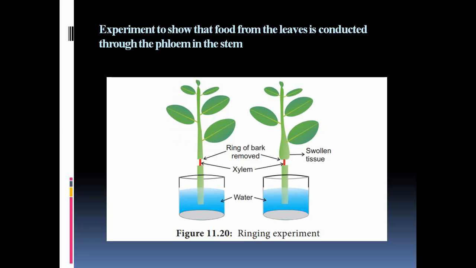It is swollen due to accumulation of food. Yes, the food that is being prepared in the leaves cannot be transported downward because the phloem tissue has been taken out. There is no phloem tissue. So the food prepared in the leaves is conducted up to that point, and from there it cannot be conducted anymore to the roots, and thus it accumulates there. That gave that swollen matter. So this swelling is actually due to accumulation of food there.